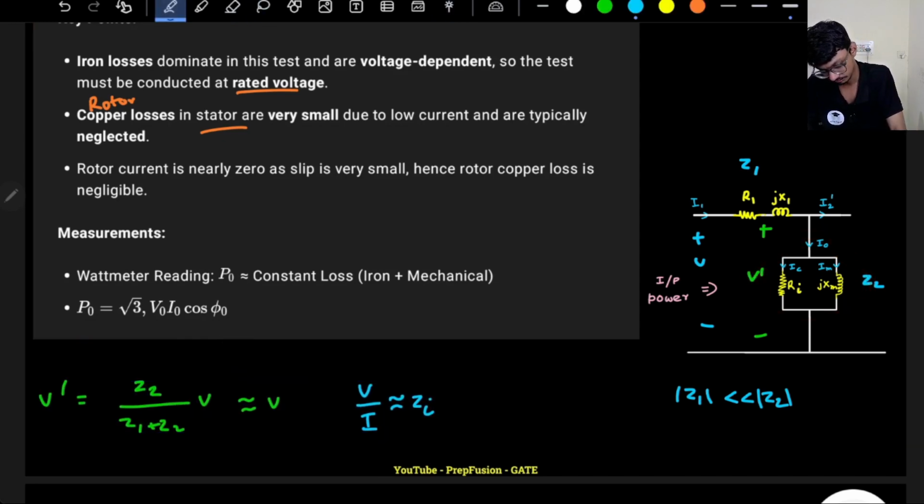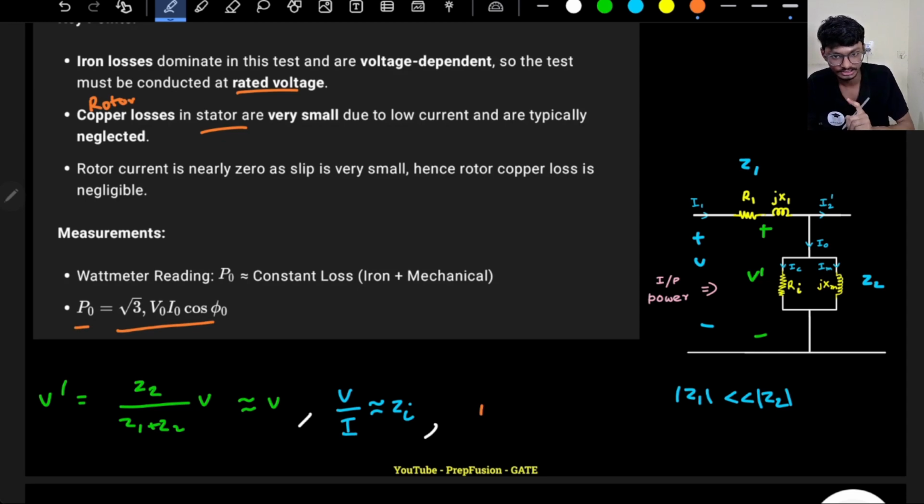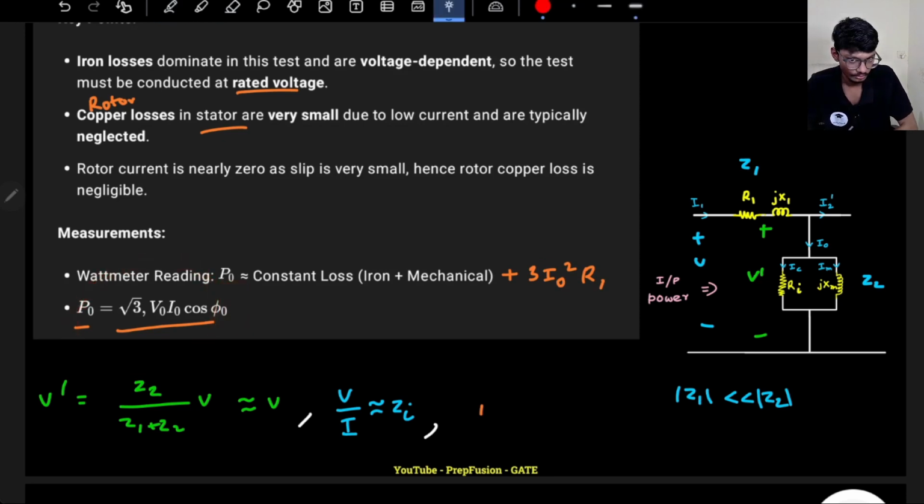Now what about the individual shunt parameters Xm and Ri? How will I find out Xm and Ri? This is PO, and PO is a different value. PO is basically the constant loss: iron loss plus mechanical loss plus the stator copper loss. Don't forget the stator copper loss, this will also be there. This is equal to my PO.